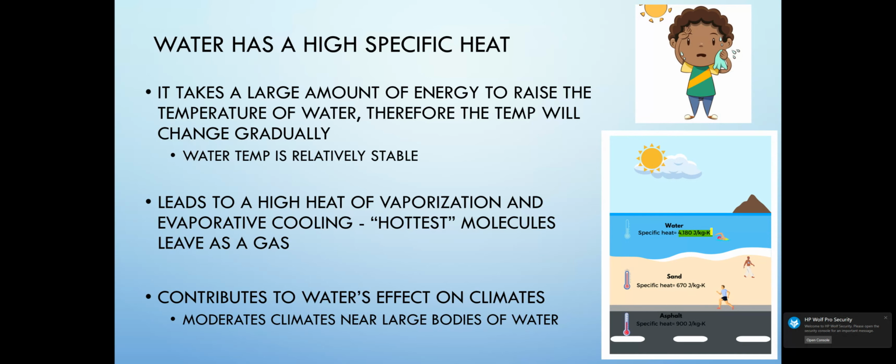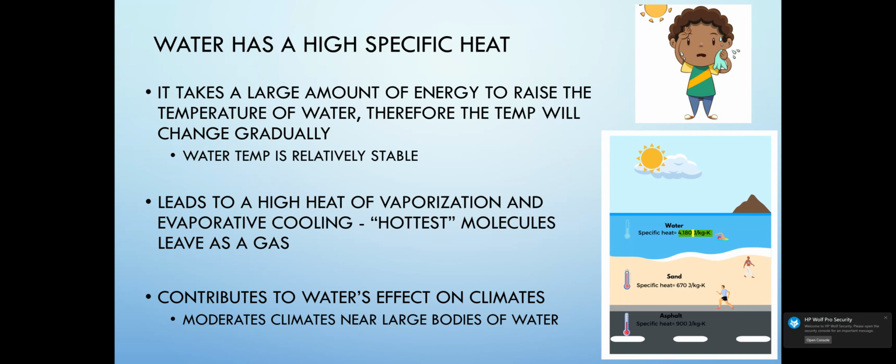And so if you compare that to other things like sand or asphalt, you can see that this number is much, much higher. And what that means is it takes a lot more energy to raise the temperature. And this is really important to ecosystems because anytime you have climate around a large body of water, it's going to be more moderate. You're not going to see as extreme changes in temperature because the temperature of the water affects the temperature of the air.